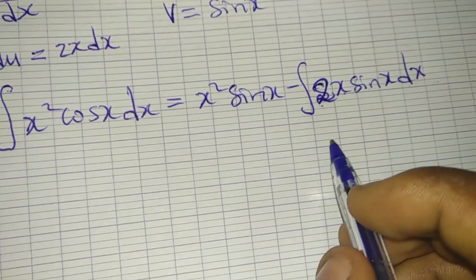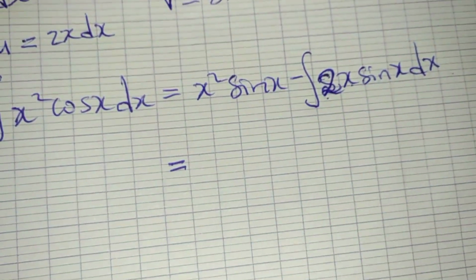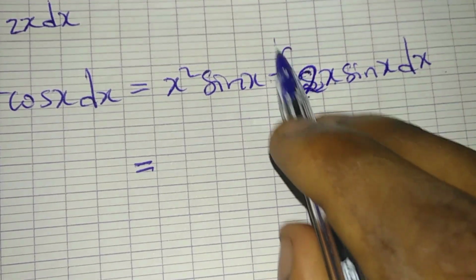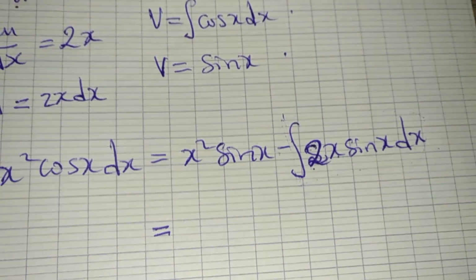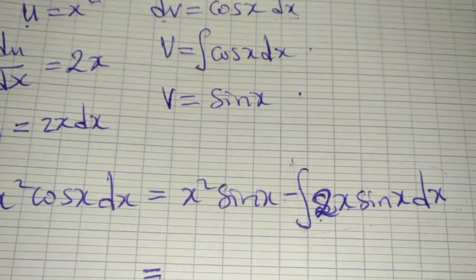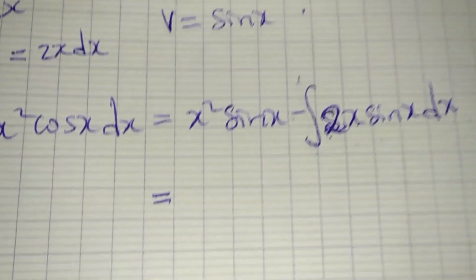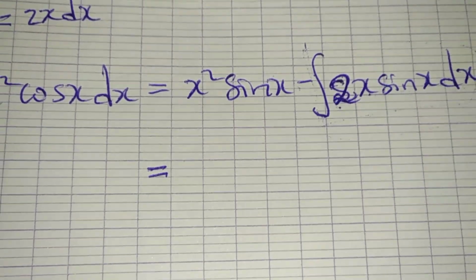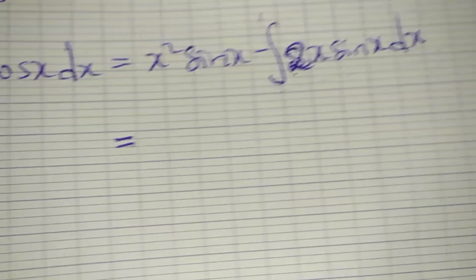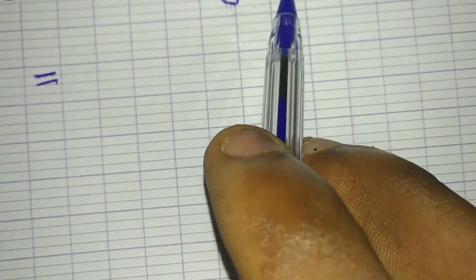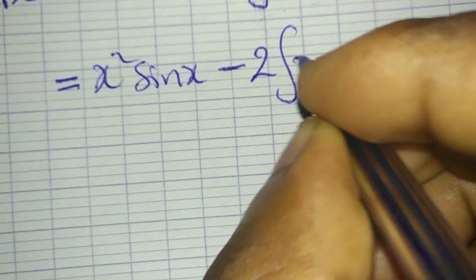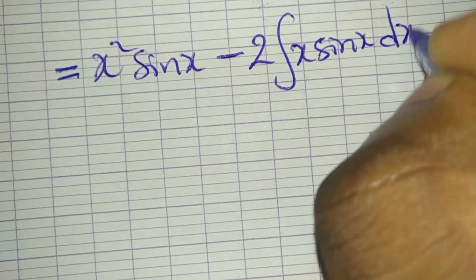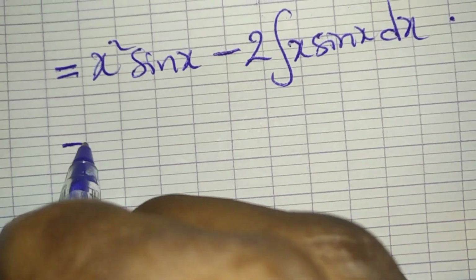That is it. So now we see that at this level we have to apply integration by part again to resolve this. So that is why I said sometimes in the question you may use integration by part more than once. And so we are going to use integration by part to resolve this one here as well. And then this is going to be equal to x squared sine x minus 2 times the integral of x sine x dx. And so we now use integration by part there.